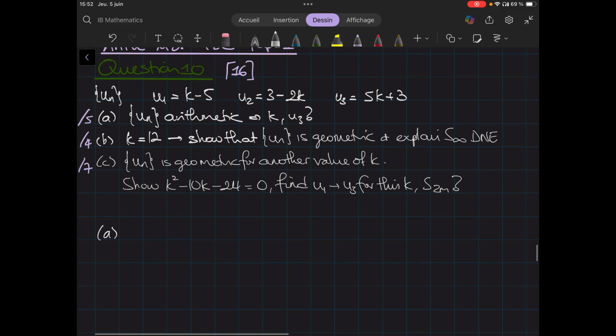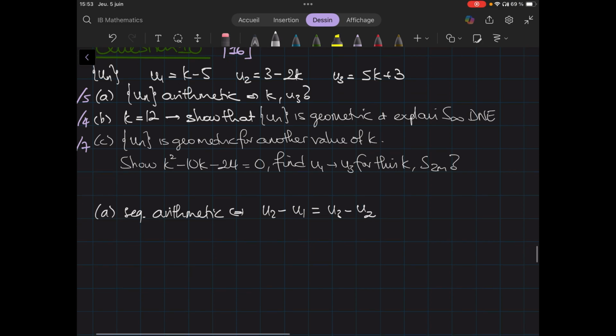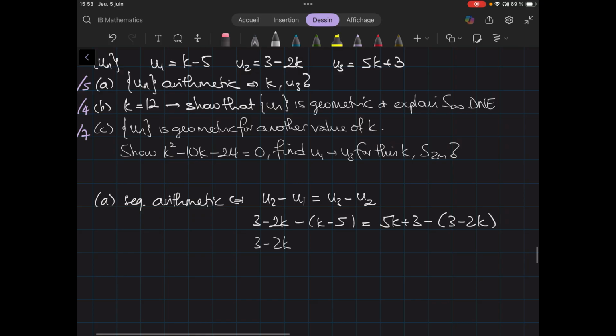Part A. The three terms are arithmetic. The sequence is arithmetic if and only if U2 minus U1 is equal to U3 minus U2. So 3 minus 2k minus k minus 5 has to be equal to 5k plus 3 minus 3 minus 2k. And I'm just going to quickly do the algebra here.